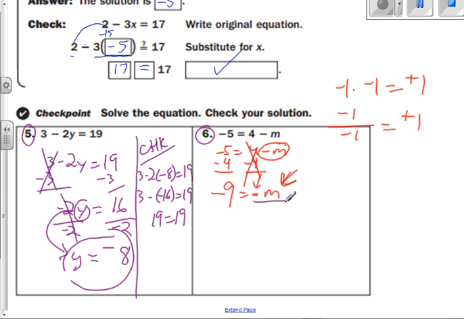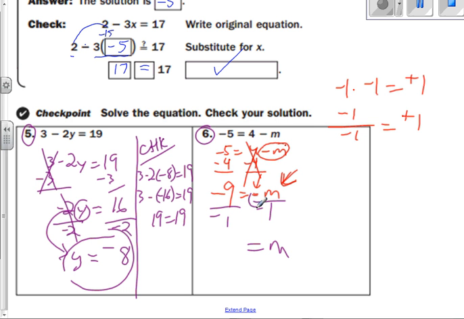So I'm just going to divide both sides by a negative 1. Negative m divided by a negative 1, I should say m divided by 1 is still m, so I haven't changed the value of that. A negative divided by a negative gives me a positive, so I have resolved the issue with my negative variable, if you will.